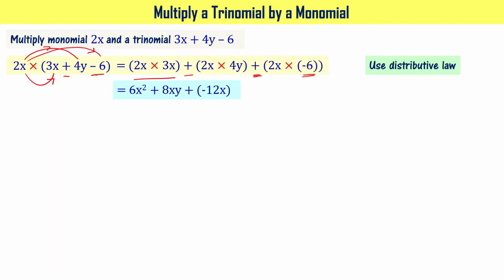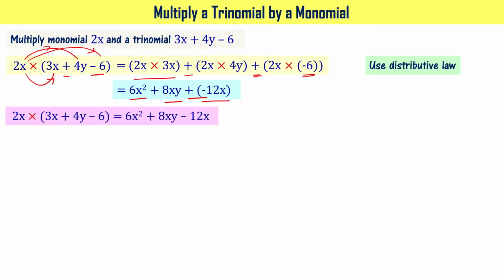This can be written as 2x times 3x becomes 6x square, and 2x times 4y is 8xy, and 2x times minus 6 is minus 12x, right? Now I have plus and minus multiplication here. So this can now be written as 6x square plus 8xy minus 12x. Please note this, right?